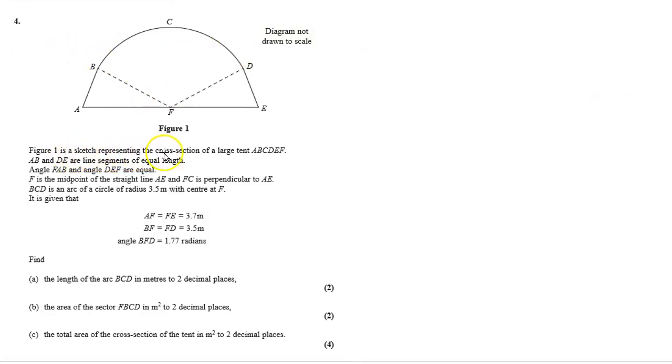The sketch represents the cross section of a large tent ABCDE. AB and DE are line segments of equal length. So we have AB and DE, they are equal. Angle FAB and angle DEF, these two angles are equal.